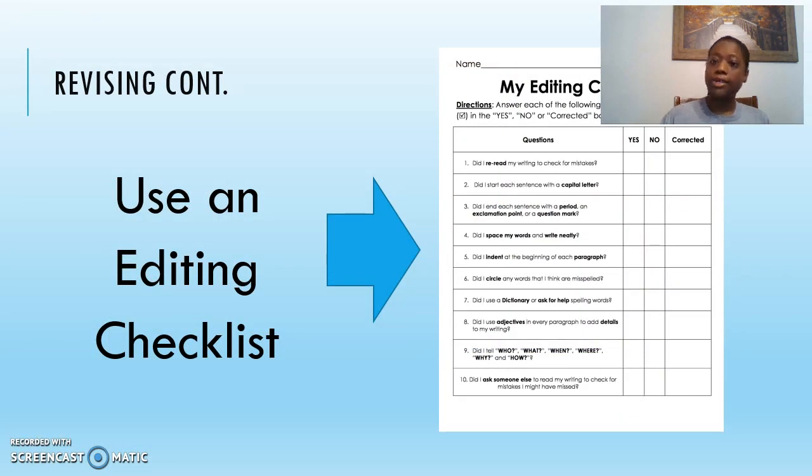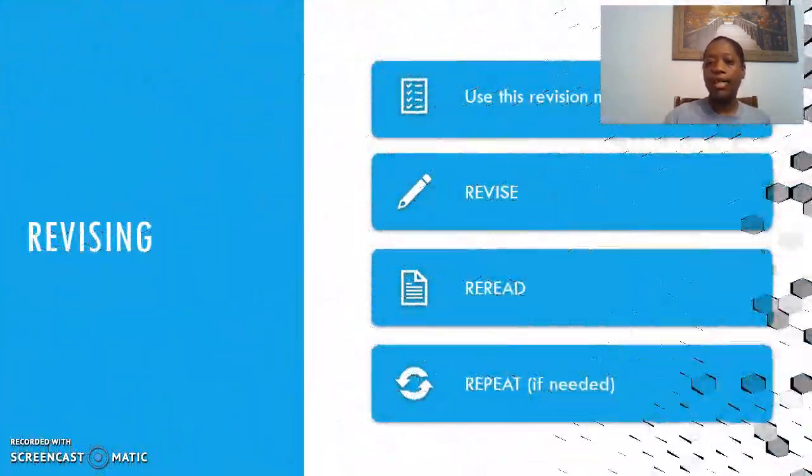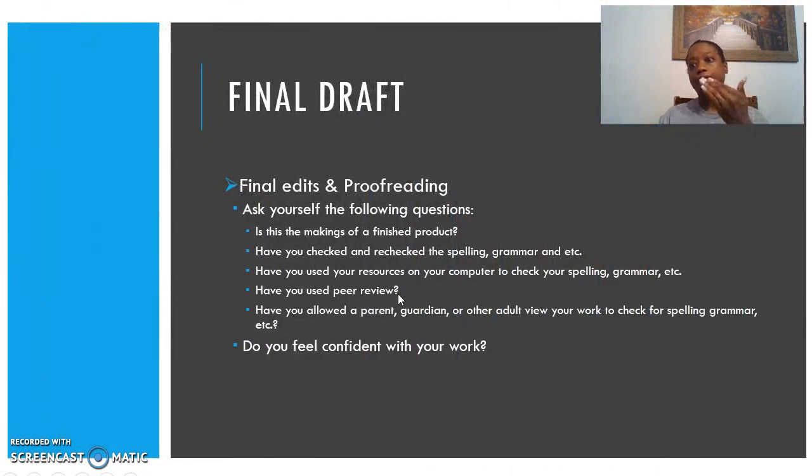An editing checklist is also great, and it just kind of breaks down basically making sure that they crossed all their T's and dotted all their I's, making sure that they have everything in line with what you've asked on that assignment. All right, revising. So my revising method is revise, reread, repeat. And basically it's revising the paper over and over again, rereading it, and then repeating if necessary.